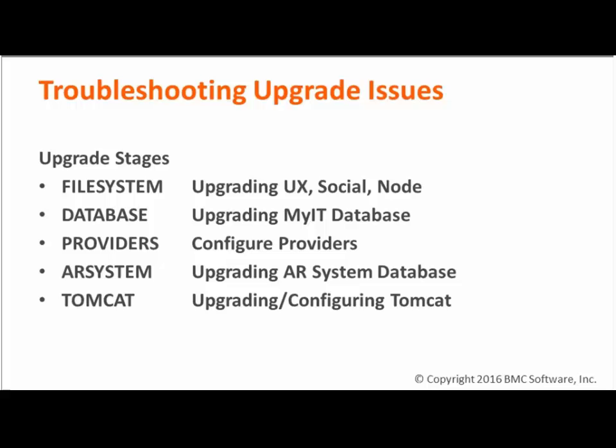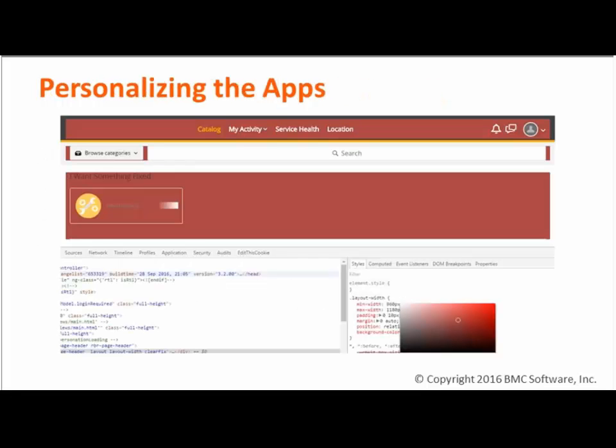So this completes the installation and upgrade of MyIT. Now once you install or upgrade the environment, the product is deployed, it's accessible, everything is fine. But it is not really ready to roll it out to end users, because before you roll it out, you may want to personalize your application. You may want to change the application name or logo or the color based on your company branding, things like that. So how do you do that?